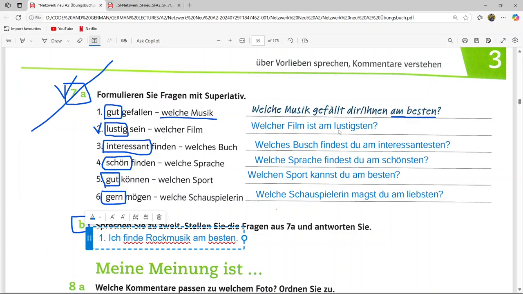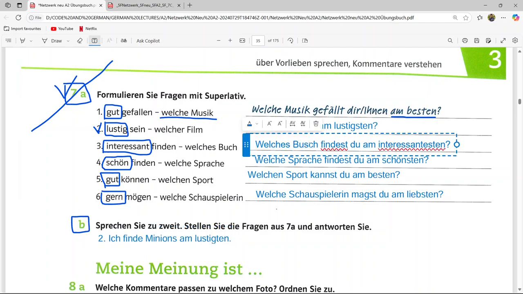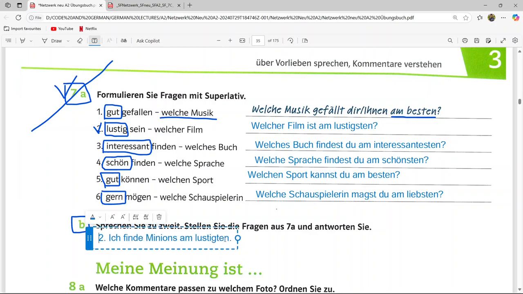Which film you find most funniest? Okay, so let us write which film. So name of the film, so any film you can write. So ich finde, for example any movie, Minions am lustigsten. Okay, I find the movie Minions the funniest. Welche Buch findest du am interessantesten? Okay, so which book you find the most interesting?